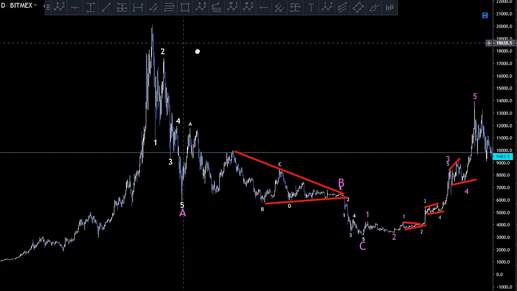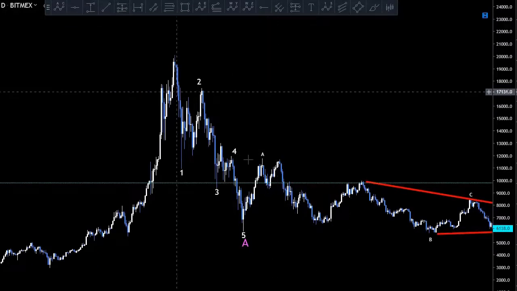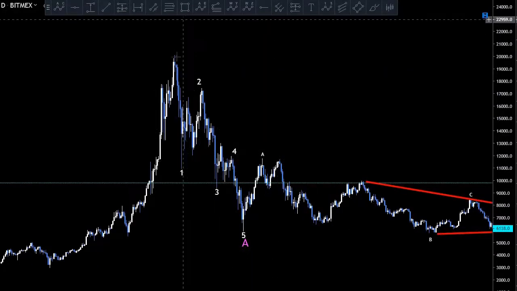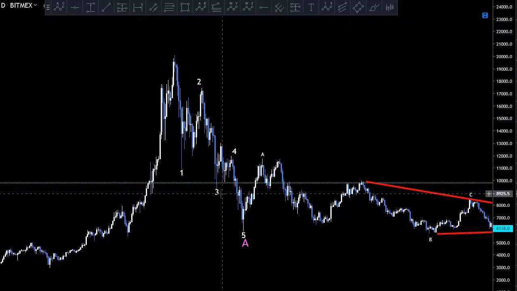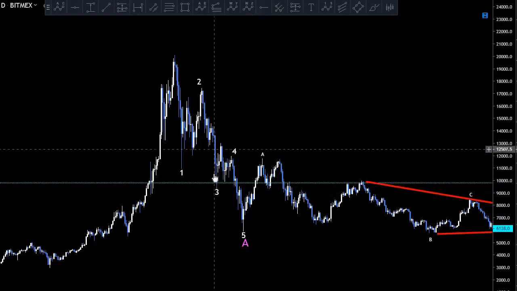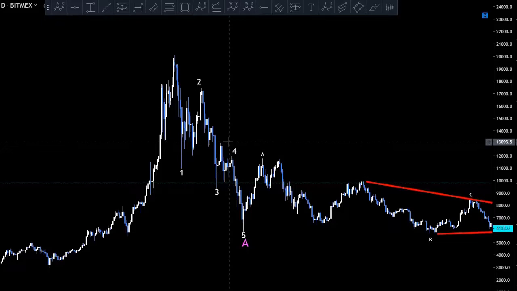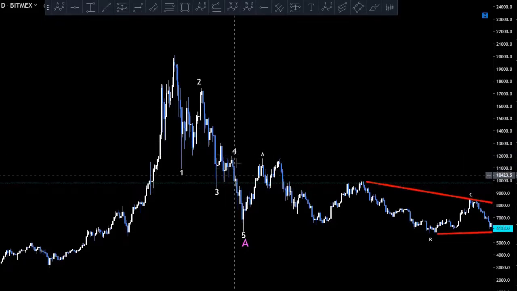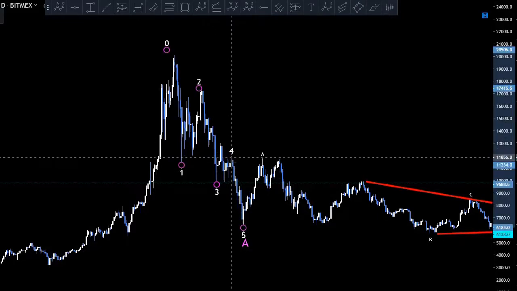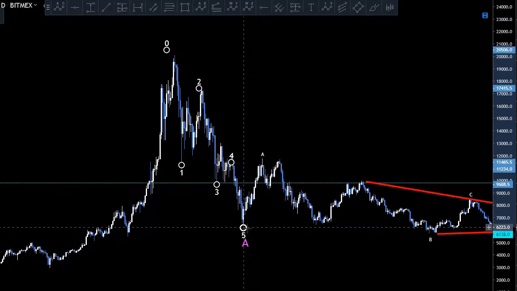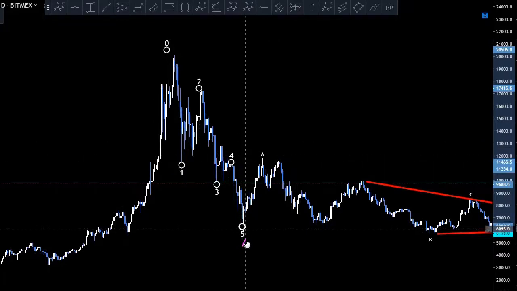So from the top of 20k, the way I'm counting this is as a leading diagonal A wave. So we go 1, 2, a regular flat, 3, 4, and then we get a contracting flat here where the C wave doesn't breach the top of A, and it makes kind of that triangle look but without the D and the E wave. So yeah, that's what a contracting flat is. And then we get our fifth down here, and that happened fairly quick, within like 2 months or so.